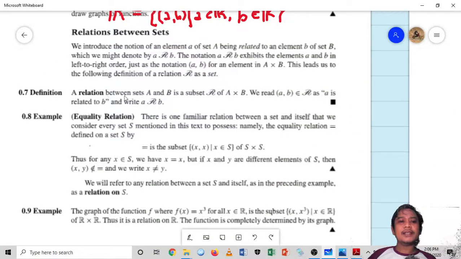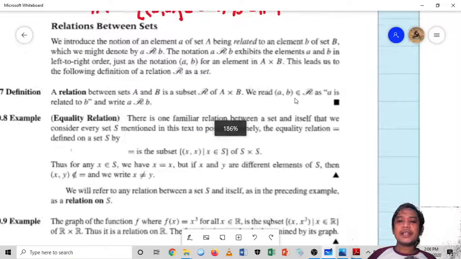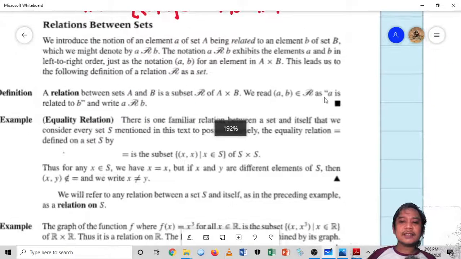Okay, so again, a relation between sets A and B is a subset R of A cross B. We read the ordered pair (a, b) is an element of R as "a is related to b." Then we write a R b. So we read this as a is related to b.